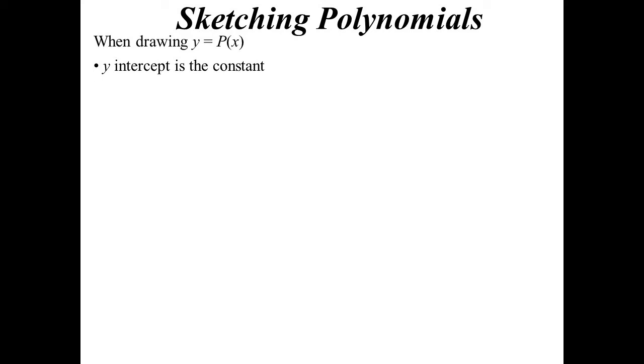Sketching our polynomials. We did a little bit of this earlier, obviously, in our graphing topics. So some of this we have talked about before, but let's just recap it, seeing we're talking about polynomials now. When we're drawing a polynomial, the y-intercept is always the constant number. It's the same with a straight line, it's the same with a quadratic. It's true for any polynomial.